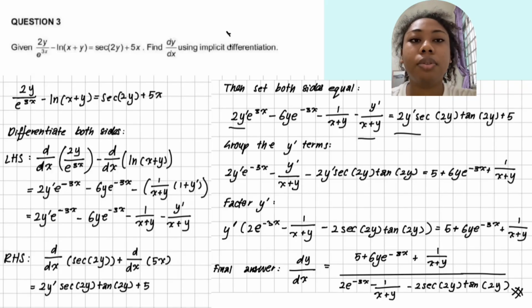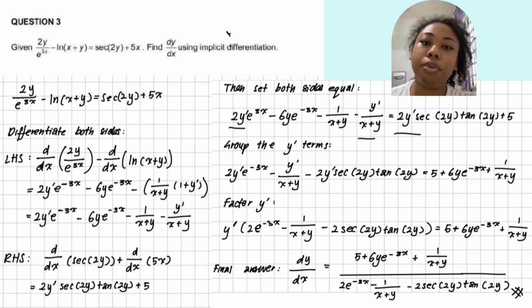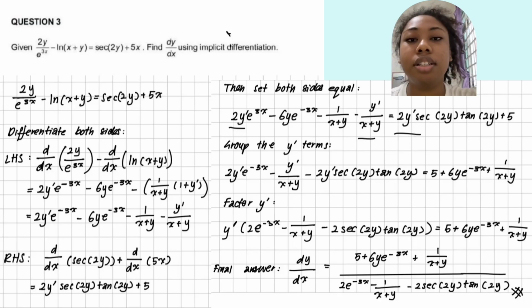Okay, for my part, question 3, I'm going to explain how I got my answer. First of all, the given is 2y/e^(3x) - ln(x + y) = sec(2y + 5x). First off, we would have to differentiate both sides, left-hand side and right-hand side. Starting with the left-hand side, which is 2y/e^(3x) - ln(x + y), we will add d/dx in front.